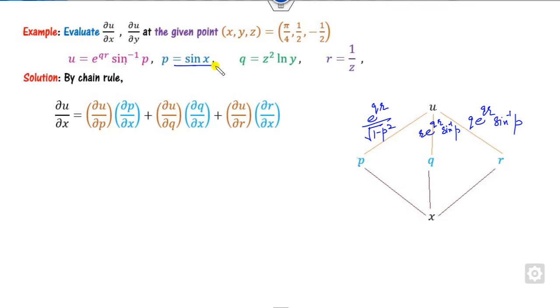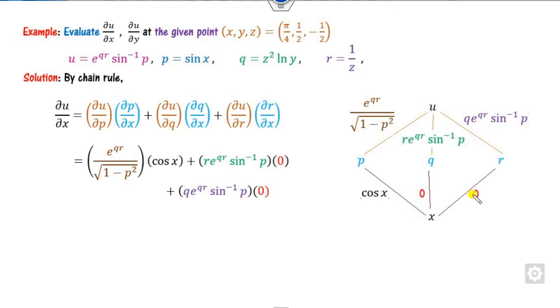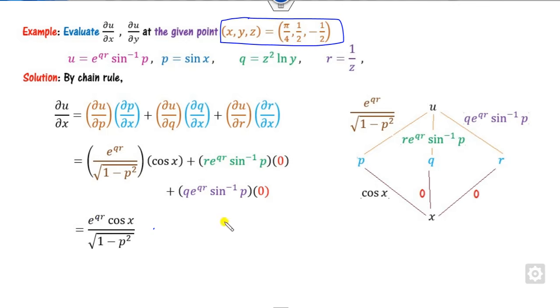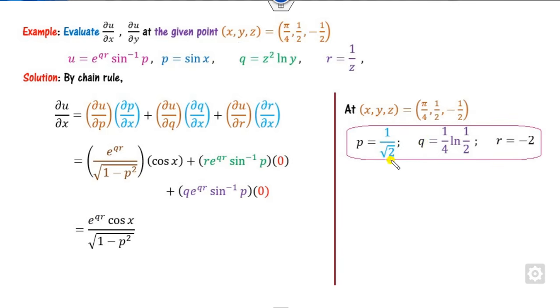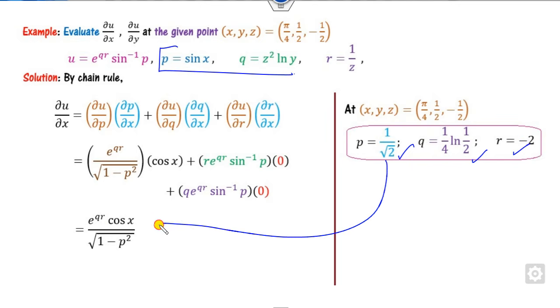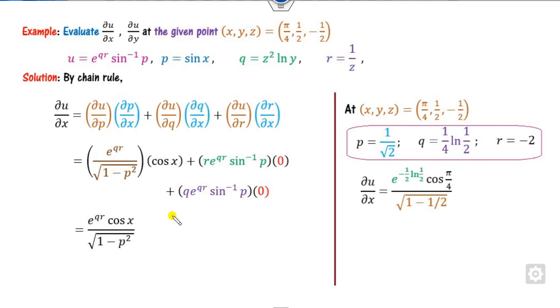P with respect to x, we all know that it's cos x. Q with respect to x is 0. R with respect to x is again 0. So the right answer is only this portion, the rest are 0. So that is here. Now at this point we need the value of p and q. So at this point, what is the value of p, q and r after substituting here? Substitute these values here and you will get the required answer.